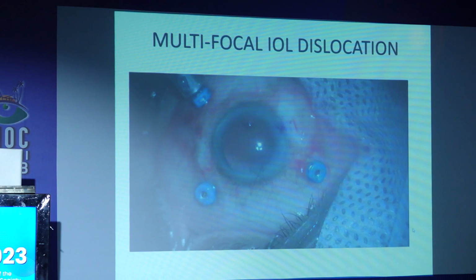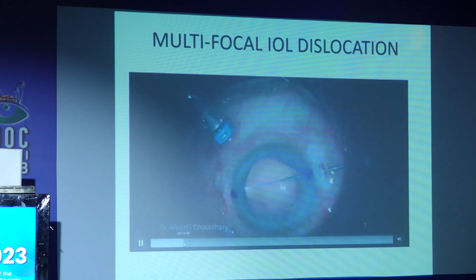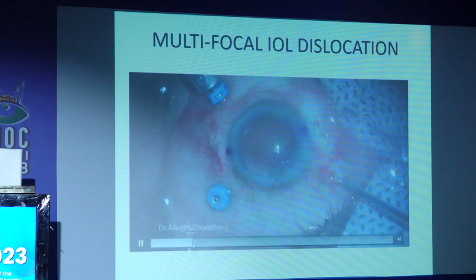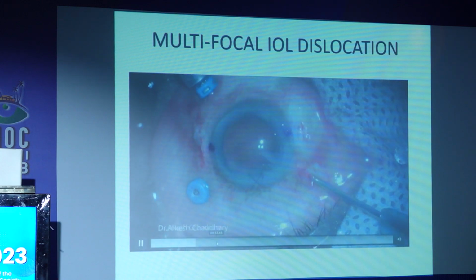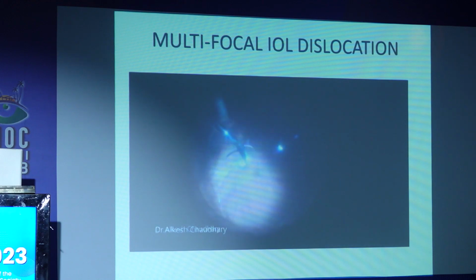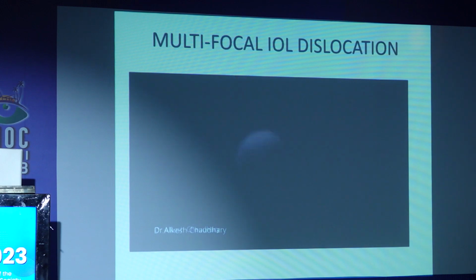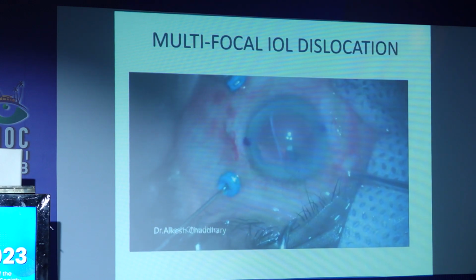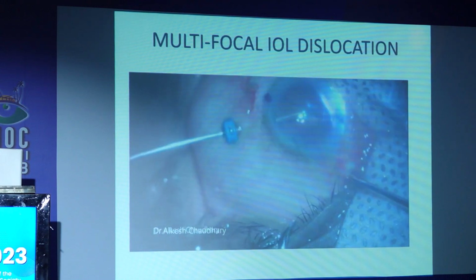So going to this last case, this is a multifocal IOL dislocation. Basically my purpose to show this video was, whenever there is PCR, whenever there is vitreous disturbance, don't put multifocal IOLs, because a small decentration causes all the trouble. This is the IOL lying in the vitreous cavity, just simply holding it with the IOL forceps and bringing it out into the anterior chamber and taking it out from the anterior route.